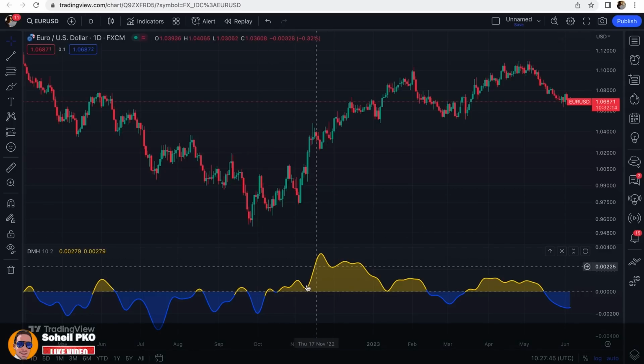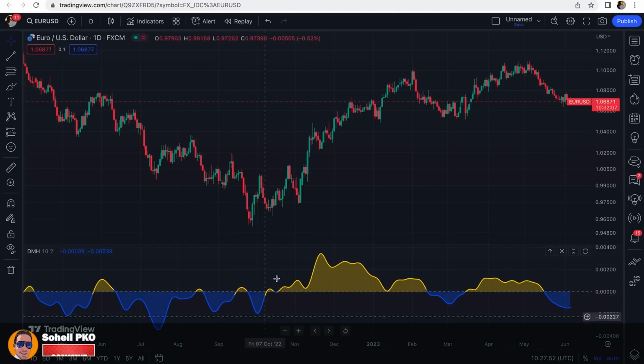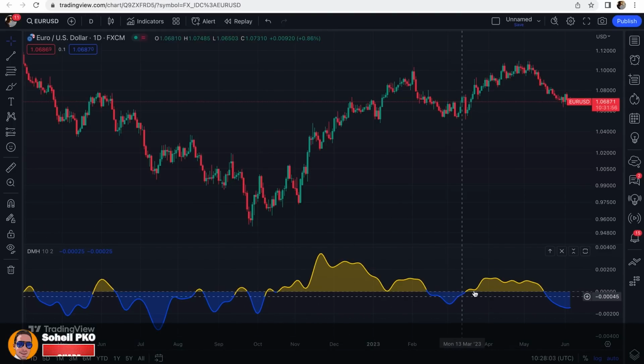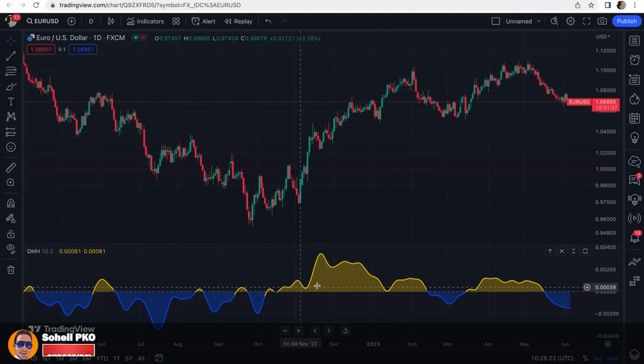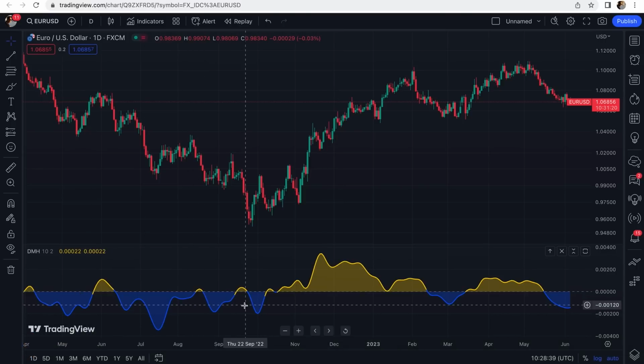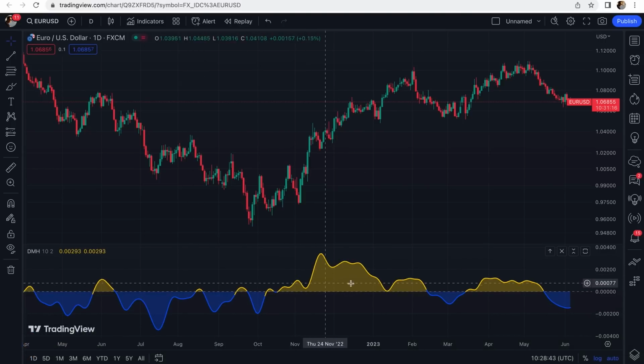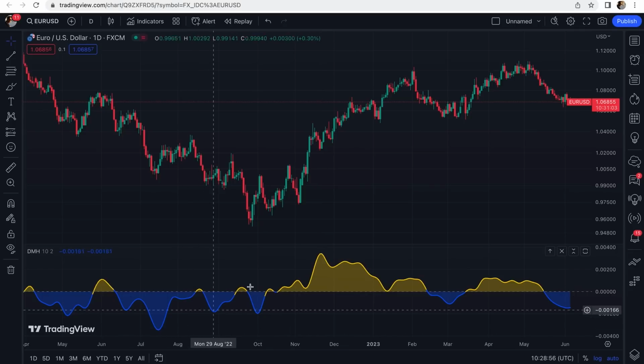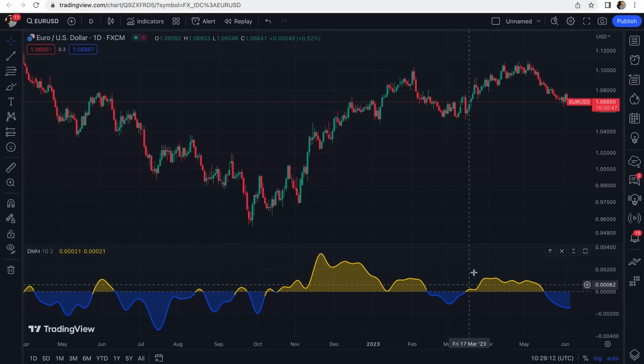As you can see, we have a line here that is moving above and below the center line, and it changes color between blue and yellow, and also the area between the line and center line, depending on the position of the line. When it's below 0, it's blue, and when it's above 0, it's yellow. And as you probably guessed by now, crossing of the line above and below the center line gives us signals on some changes in the direction of the market.